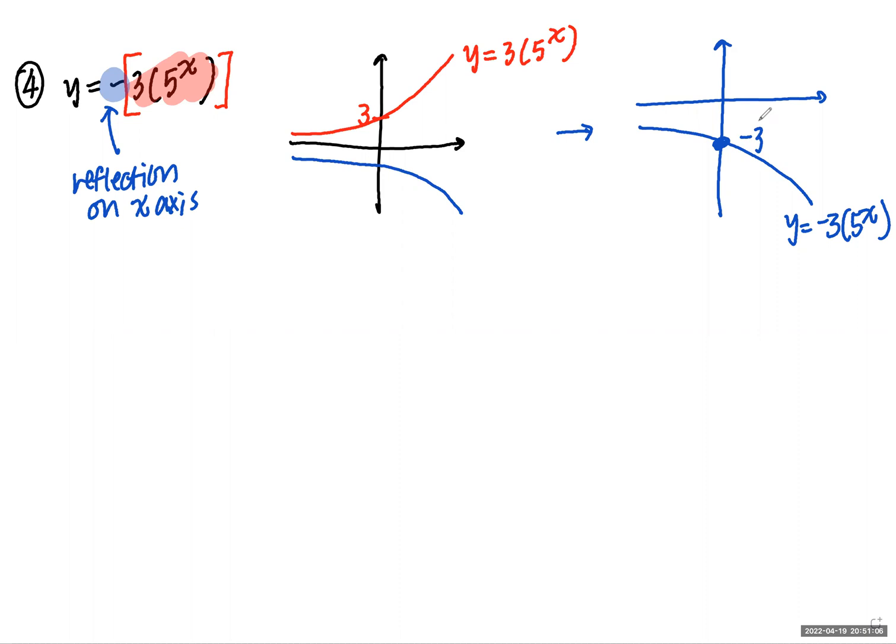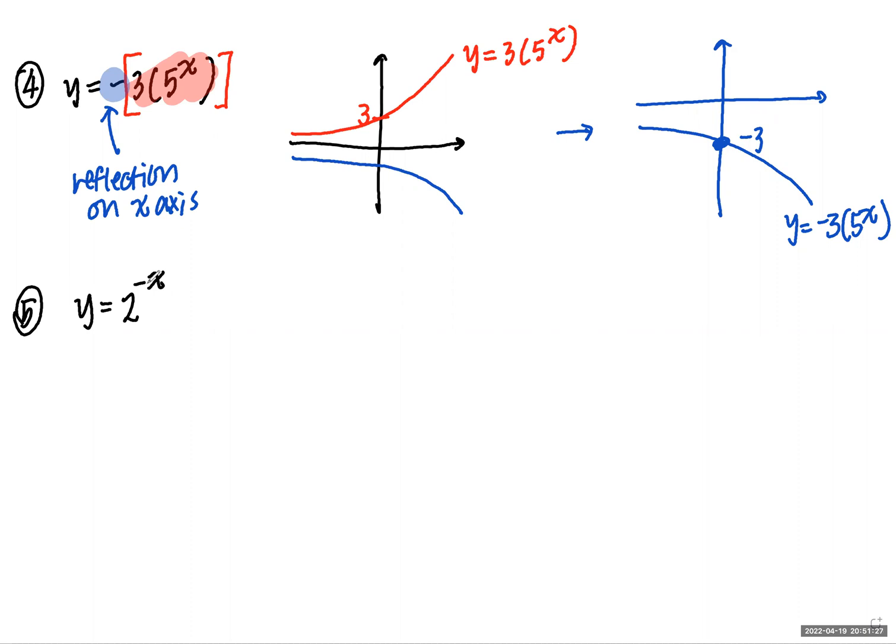Now the last one, the best for the last. Number 5: y is equal to 2 to the power of negative x. And very high chance, number 5 is the one that you see in the exam.